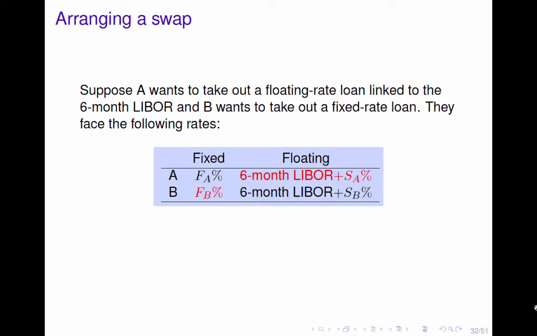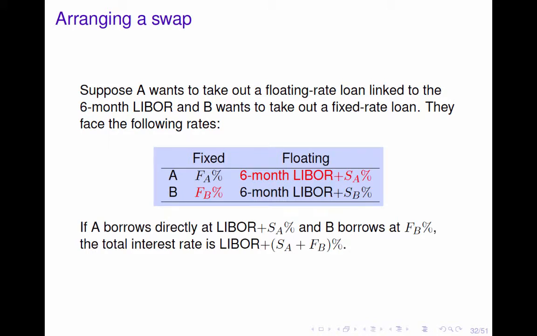Suppose A wants to take out a floating rate loan linked to 6 months LIBOR, and B wants to take out a fixed rate loan. They face the following rates. The first column are the fixed rates that both A and B can get from the market, and the second column are the floating rates that they can get from the market. If A borrows directly at LIBOR plus SA%, and B borrows at the fixed rate FB%, then the total interest rate for both parties is LIBOR plus SA plus FB%.